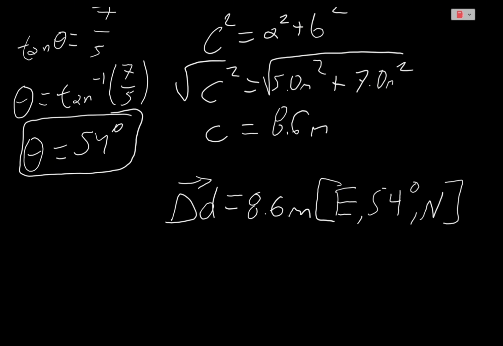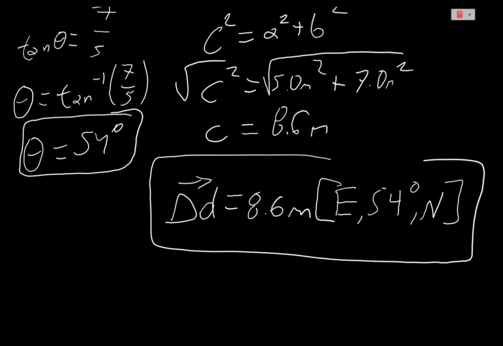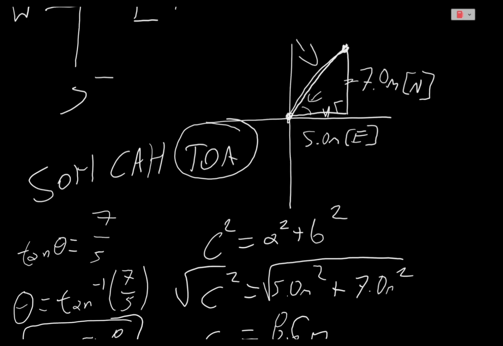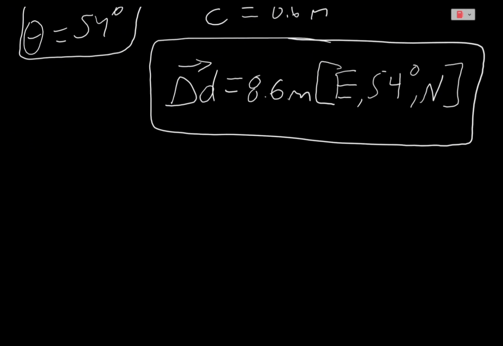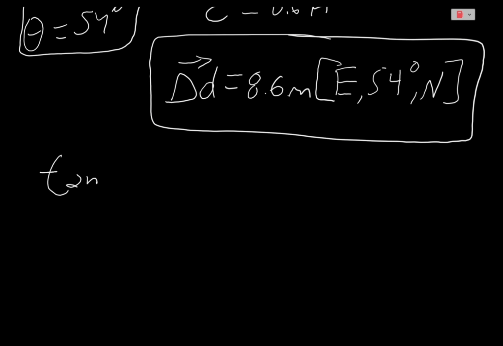Now this answer is correct, but there is also another correct way to answer this question. Say instead, we treated the movement as 7 meters north and then 5 meters east. We would still get the same displacement. However, when we calculate the angle, the 5 meters becomes the opposite side and the 7 meters becomes the adjacent side compared to this angle.